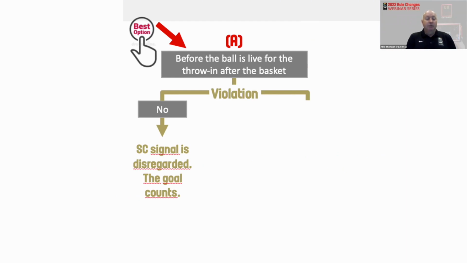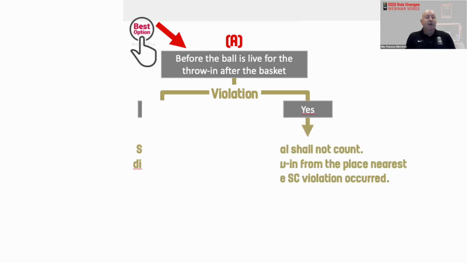Stop the game immediately, have the review before the ball is live for the throw-in after the basket. If there's no violation, the shot clock signal is disregarded, the goal counts, and we resume with the Team B throw-in on the end line, 24 seconds. If we determine that there was a violation, the horn went before the ball was released, the goal shall not count, and we'll have a defensive throw-in from the place nearest to where the shot clock violation occurred.